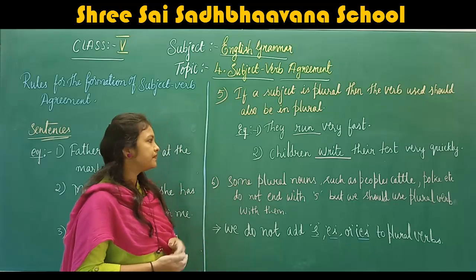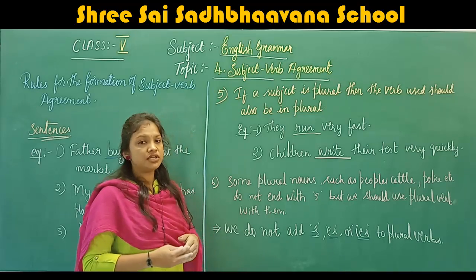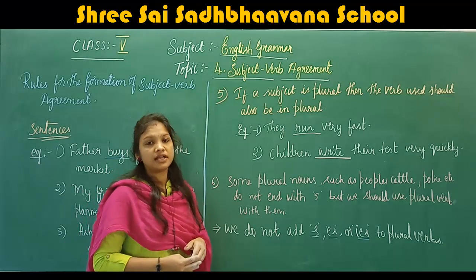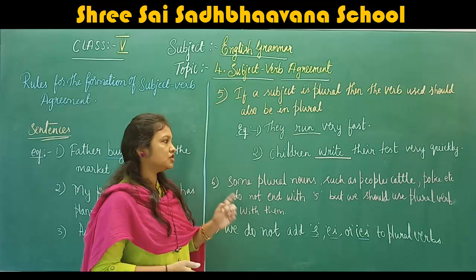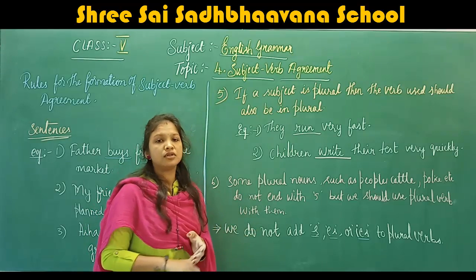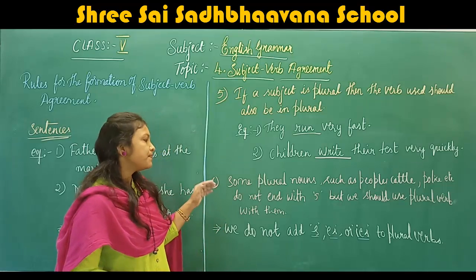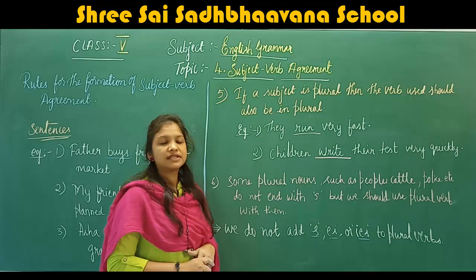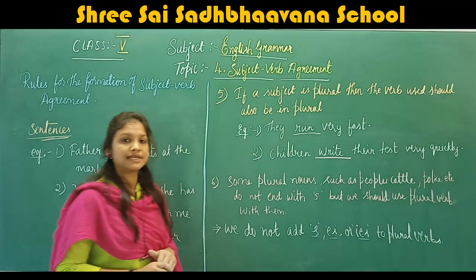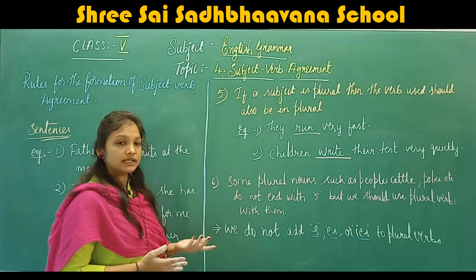Plural verb. Next, children write their test very quickly. Here children is a plural subject and write is also a plural verb. Understood? Next, some plural nouns such as people, cattle, police, etc.